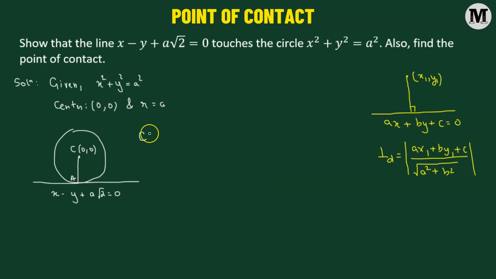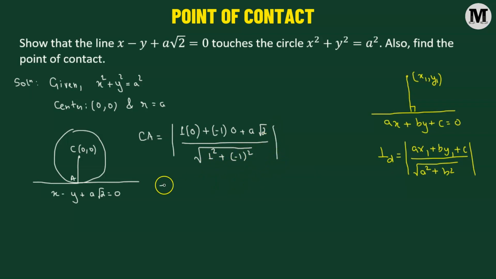So CA is going to be equal to the absolute value of, so we will take the coefficient of x, that's 1, which gets multiplied with the x coordinate of the center, that's 0. Then we take the coefficient of y, which is -1, and this gets multiplied with the y coordinate of the center, that's 0 as well. And then we have the constant term, that's a times square root of 2. This will be divided by the square root of the coefficient of x, which is 1, squared, added to the coefficient of y, which is -1, squared as well.